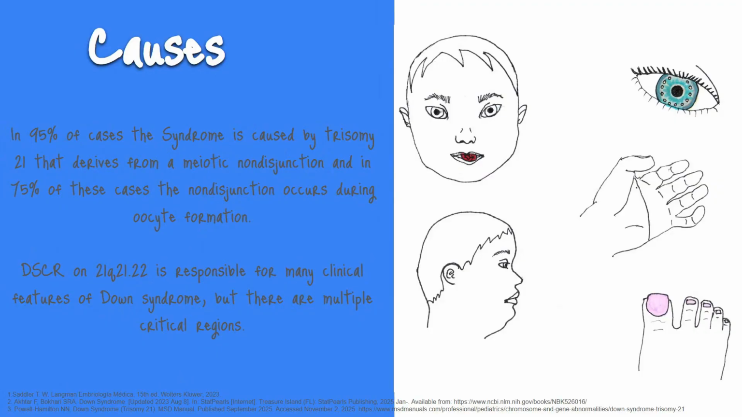The Down syndrome critical region on 21q21.22 is responsible for many clinical features of Down syndrome, but there are multiple critical regions that are still being studied.